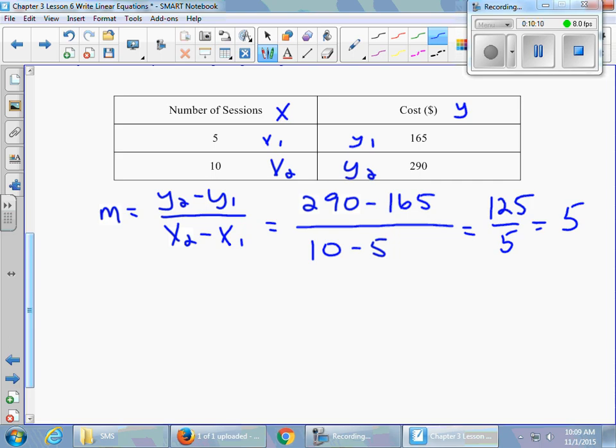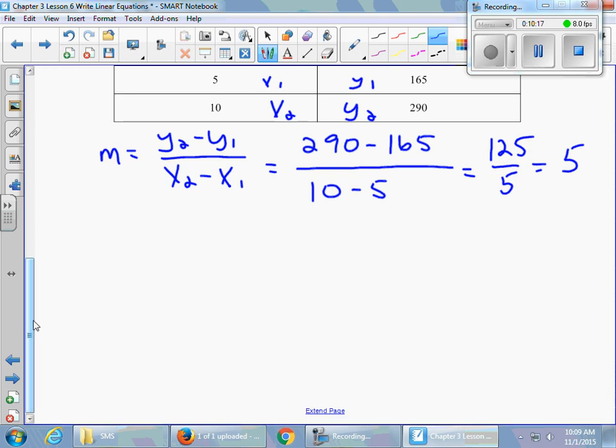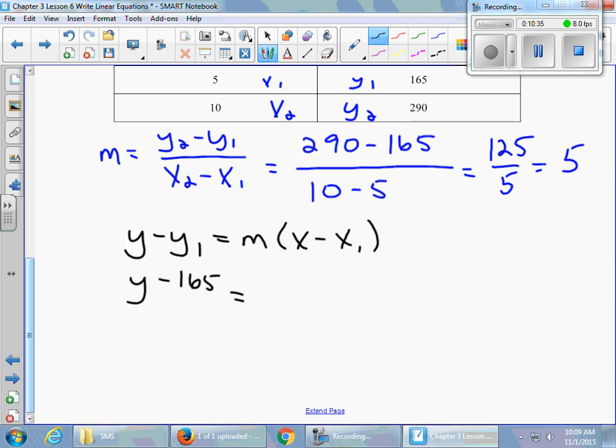Now they wanted us to put it into point slope formula. Once again, write down the equation. That'll help you out. Point slope formula: y minus y1 equals m times x minus x1. And we just fill in y minus our y1, which is 165, equals m, our slope, which we just found is 5, times x minus our x1, which is 5. And there you have it. That is in point slope form.